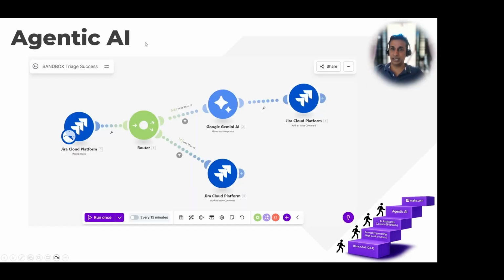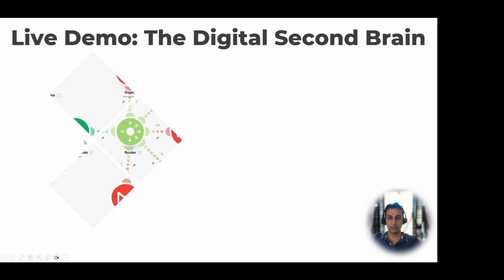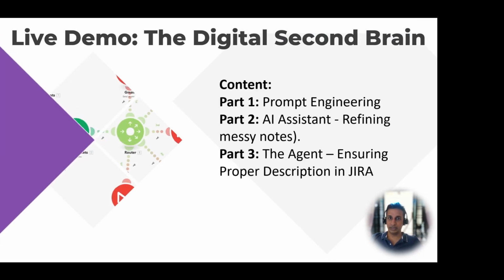Next is the agentic AI. What if you want to trigger them automatically or schedule them? We can actually use Make.com. We arrange them in a sequence, and we define what will trigger the automation. So let's move on to the demo.